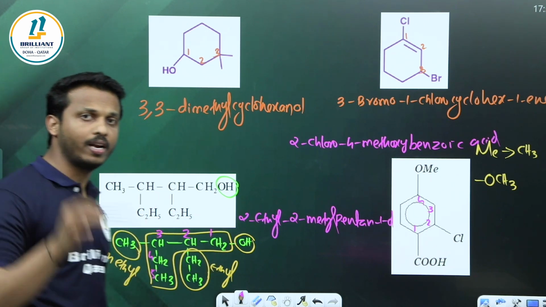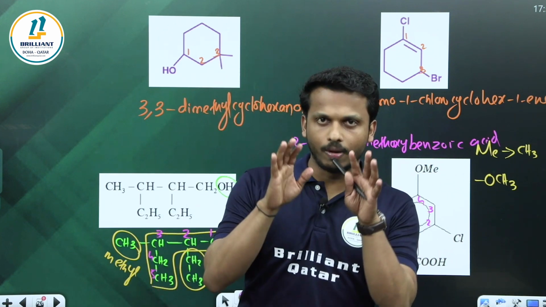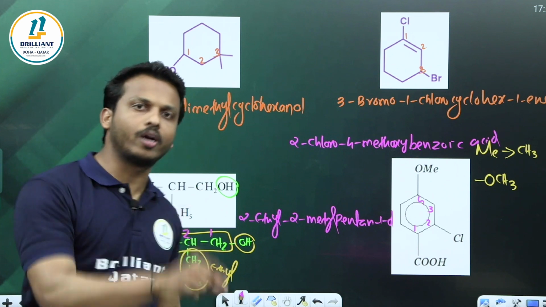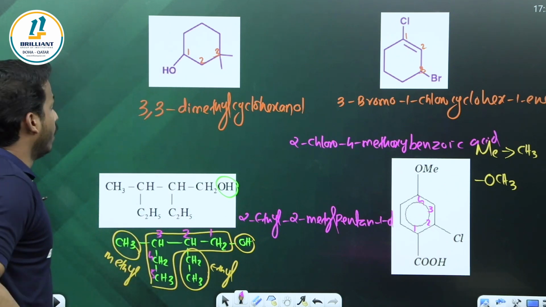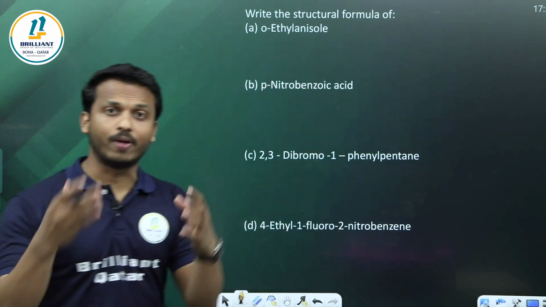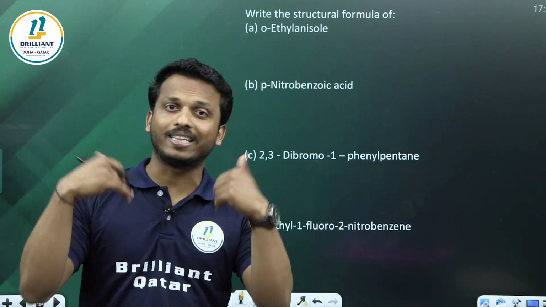So when they give a condensed formula, there will be some trap. So please expand it. And the functional group is included in the longest chain. Please take it. Okay, next one. Here they given all our NCERT question. Here they give the name of the compound. We have to write the structure.